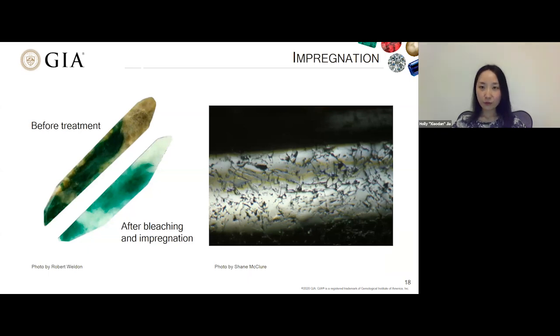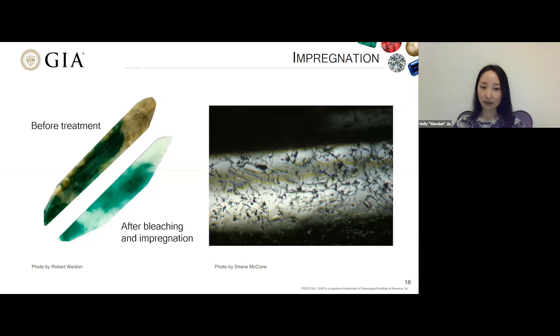Impregnation is perhaps the more common treatment in jadeite. This treatment actually involves two steps. The first is bleaching, and the second step is impregnation. Firstly, the stone will be immersed in hot acid so that the acid will bleach out all the oxidation stain and the impurities in the jadeite.